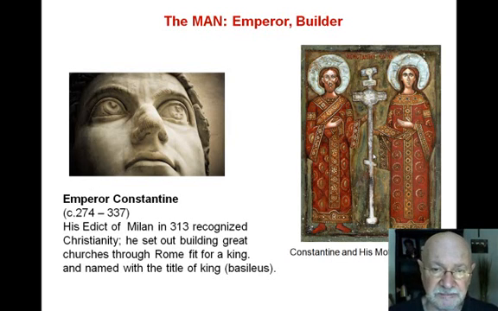Who's the man? Constantine. He was an emperor, and he was a builder. And remember, in the ancient world, when you became an emperor, when you became a king, you left your imprint on all humanity by the things you built. Same with Constantine. He lived from 274 to about 337. His edict, as we've already seen, in 313 recognized Christianity. He set out building great churches throughout Rome, fit for a king, and named them with the title of a king, a Basileus. On the right here is an icon. You may not know this. A lot of people don't know this. In the Greek Orthodox Church, both Constantine and his mother are considered saints.